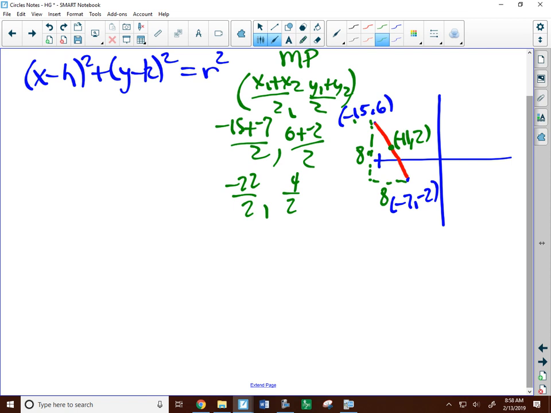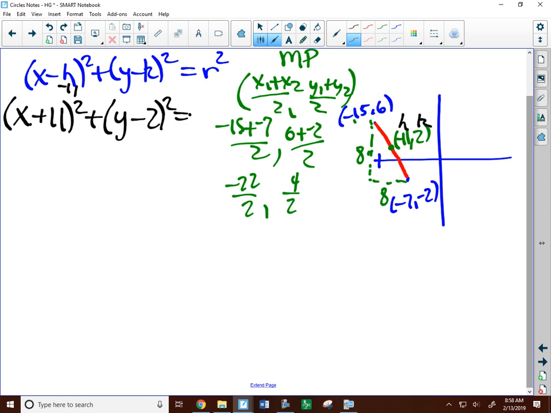And therefore I get what I said here, -11. That's the midpoint, so then I'm going to start to plug it in. Again, this is h and k. So it's x minus a -11 for h, so it becomes +11, squared, plus y minus k, which is 2, squared, equals r squared.